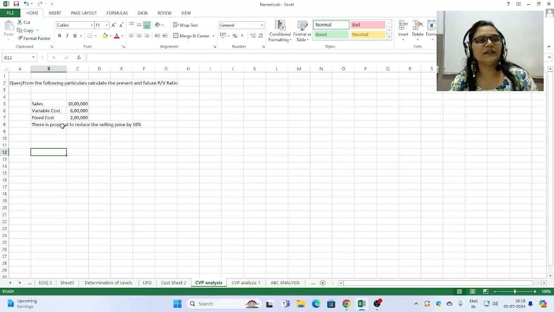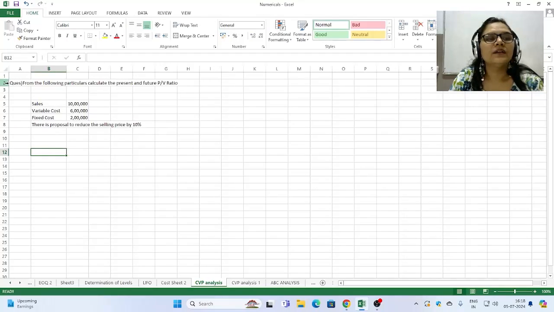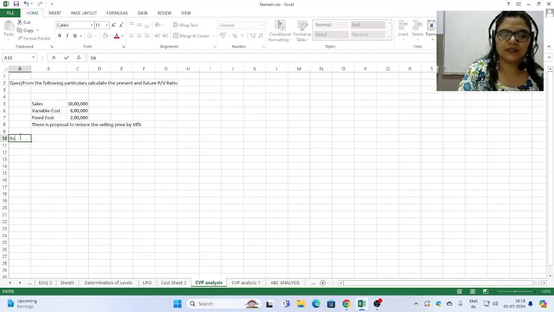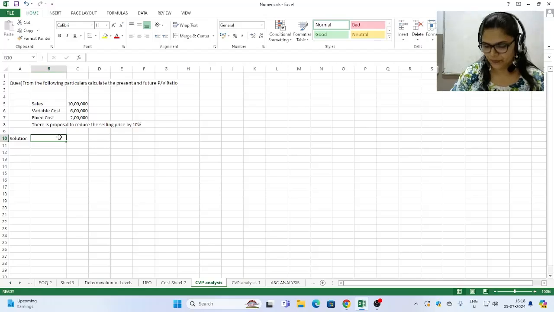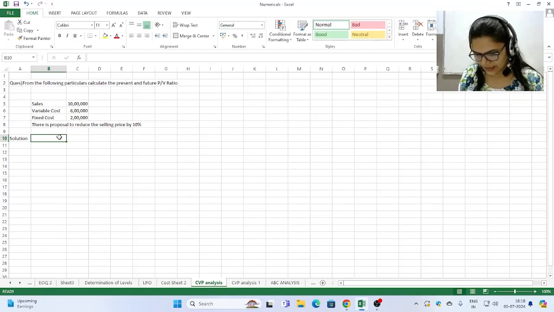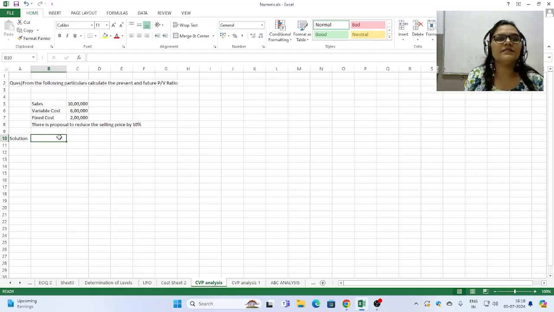So let's start. From the following particulars, calculate the present and future PV ratio. This question is based on PV ratio. Now, what they are asking us, they are saying sales were 10 lakh, variable cost 6 lakh, fixed cost 2 lakh. There is a proposal to reduce the selling price by 10%.